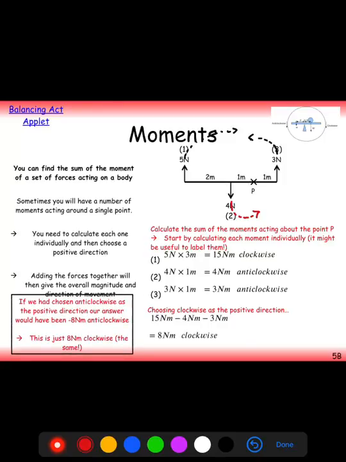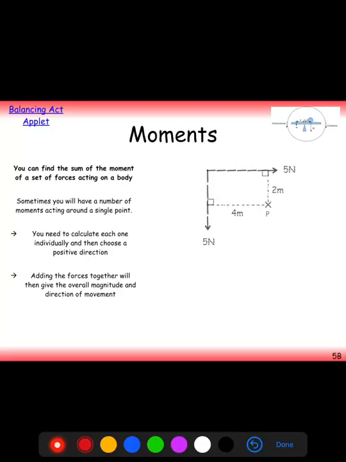Okay. Now, in this box you will see this remark, if you have chosen anti-clockwise as the positive direction, our answer would have been minus 8 Newton meter anti-clockwise. So I just choose a clockwise to be my positive direction to avoid the negative answer.